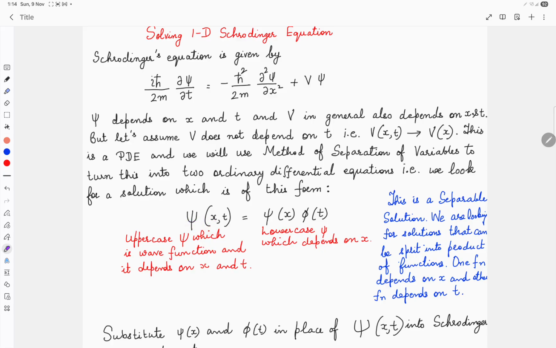This is the wave function, uppercase psi, which depends on x and t. We will use small psi, which is a function of x, and a function phi which is dependent on t. So this is a separable solution. We are looking for solutions that can be split into a product of functions. This is how we split the main function into two smaller functions which are dependent only on x and t individually. One function depends on x and the other function depends on t.